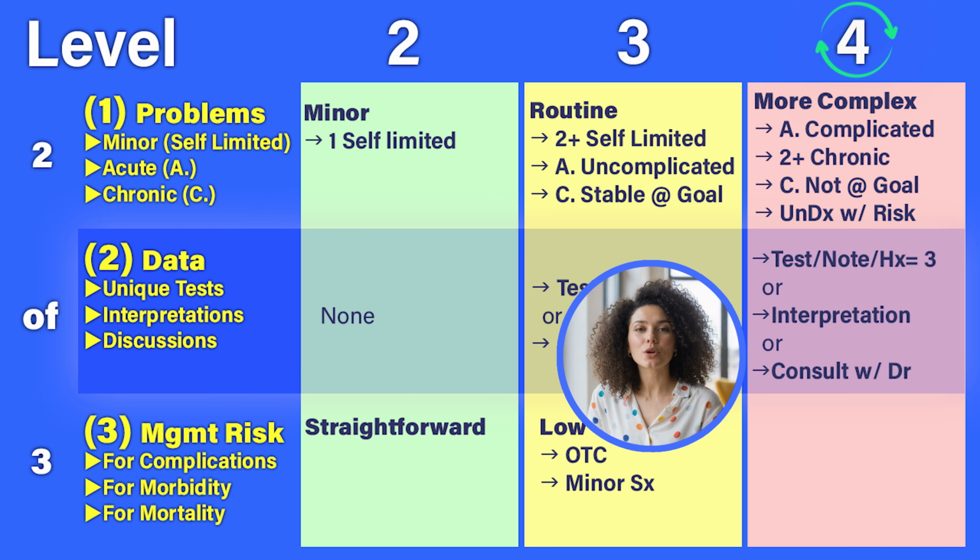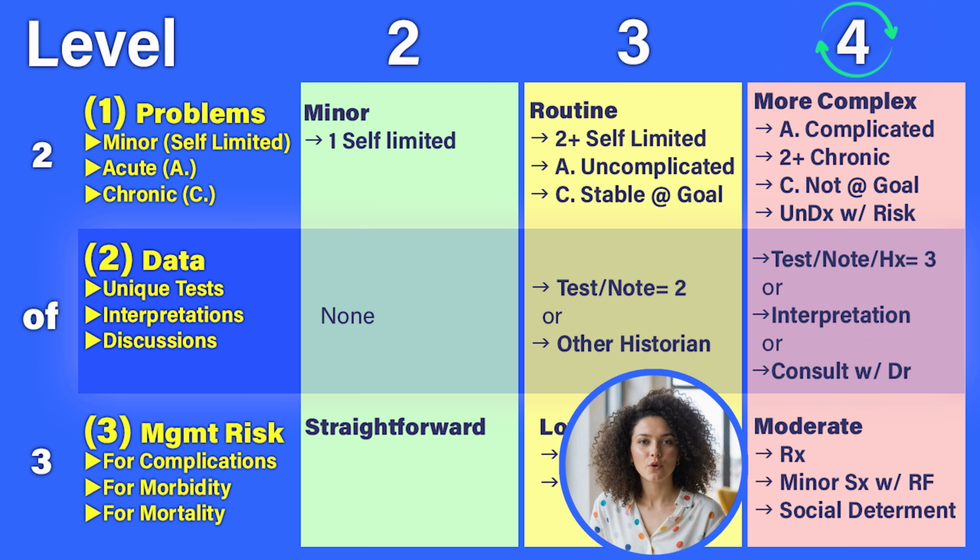A Level 4 may also be supported by data. Any combination of at least 3 tests, records, or notes may qualify. Credit may also be given for independently interpreting a test when you are not separately paid for that interpretation, or for discussing patient results with external physicians or providers.